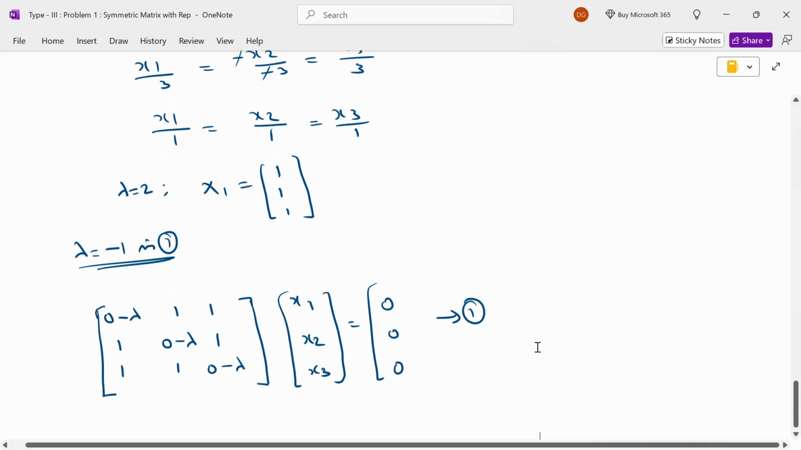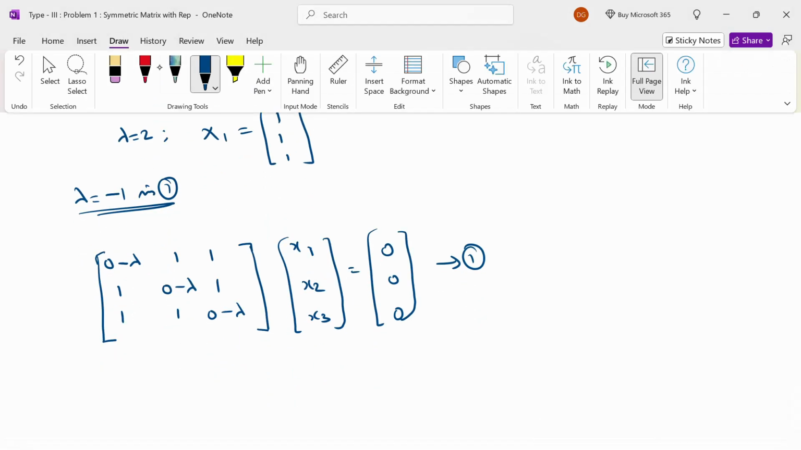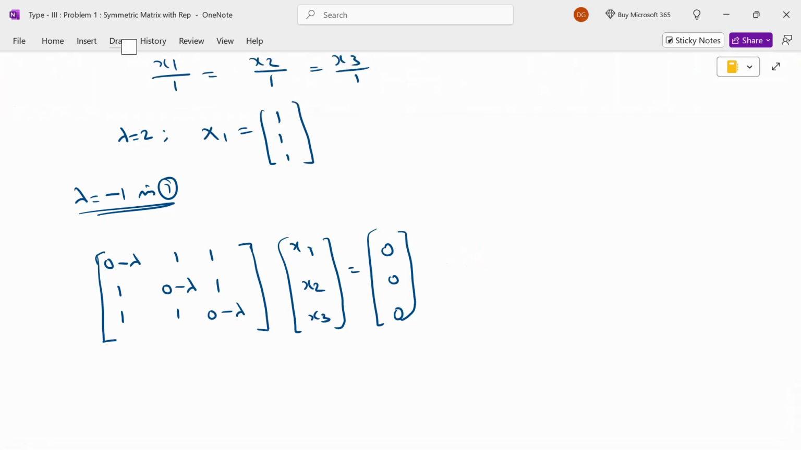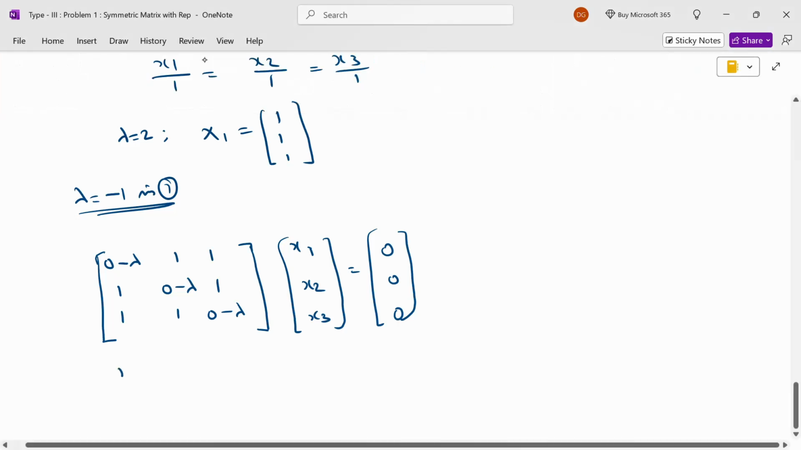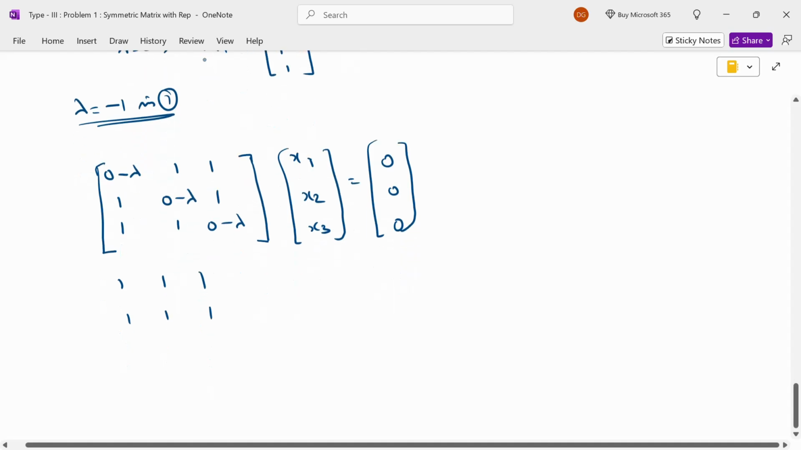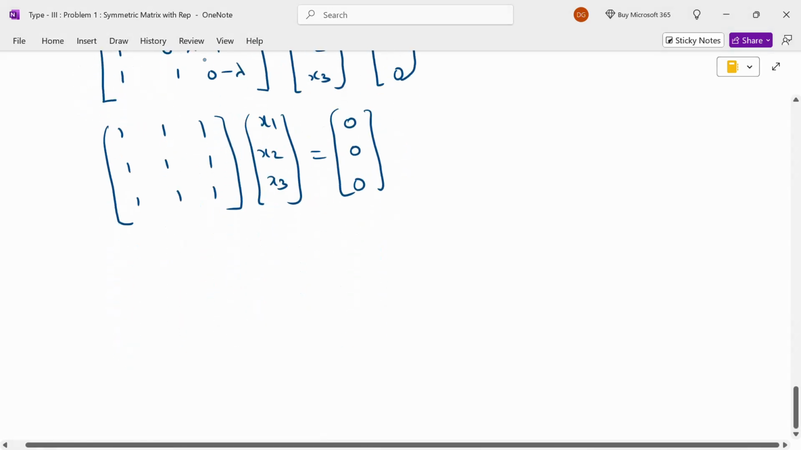This is our equation number 1. In this equation, we substitute lambda equal to minus 1. So when I substitute minus 1, we get the matrix with all entries 1. This is a 3 cross 3. When I multiply row into column, we have the equation x1 plus x2 plus x3 equal to 0.